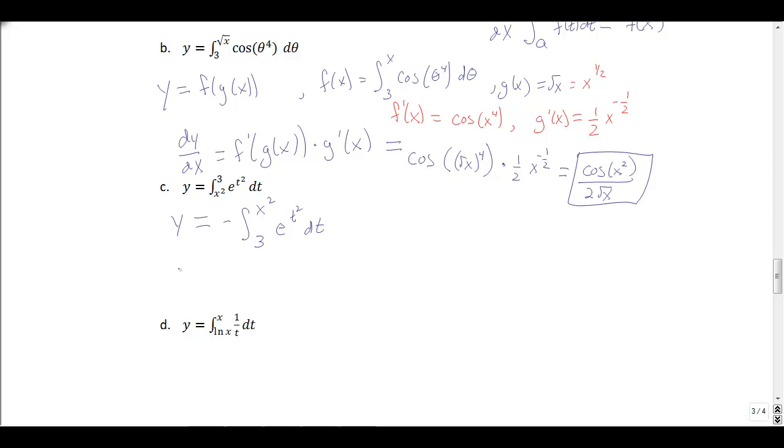So that's y. And so dy dx is a negative of the derivative of this function, essentially e to the t squared, well, e to the x squared if I had an x there, so it's going to be x squared squared, but then I have to multiply by the derivative of this inside function, which is x squared, that's 2x. So I end up with a negative 2x e to the x to the fourth. Let's just box that up there.